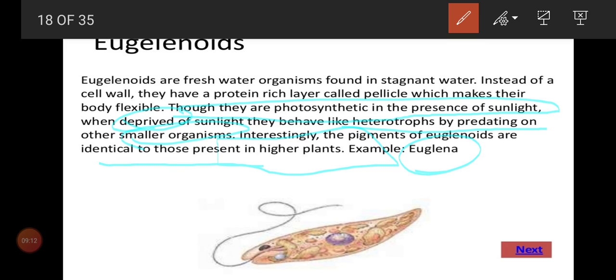So an example for the category euglenoid is euglena. It possesses both plant and animal characters. Plant character: chloroplast. Animal character: there is no cell wall, instead a pellicle, a protein layer, is present. In the presence of light, it behaves like an autotroph. In the absence of light or very little light, it behaves like an animal. It gets food from outside because it contains a mouth-like aperture. So that's all about the euglenoids. Example for euglenoid is euglena.